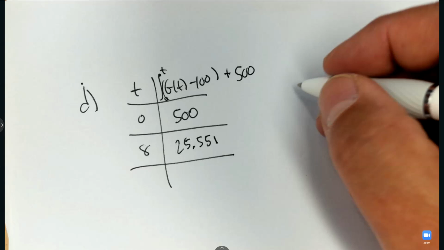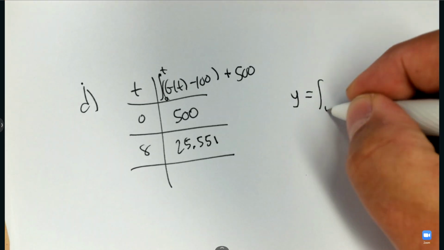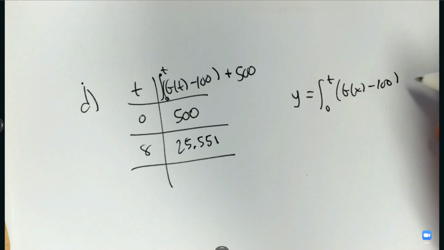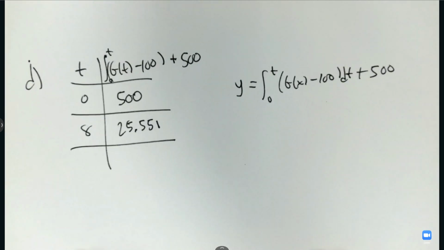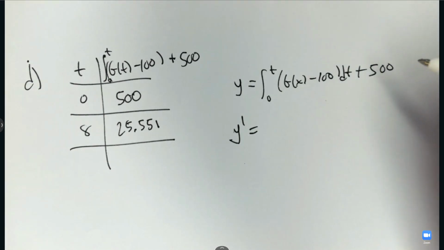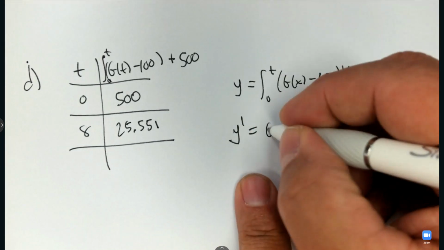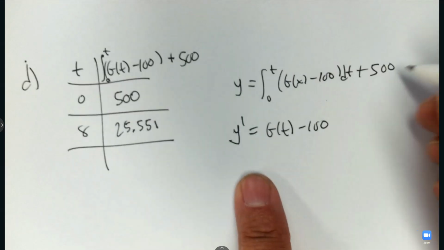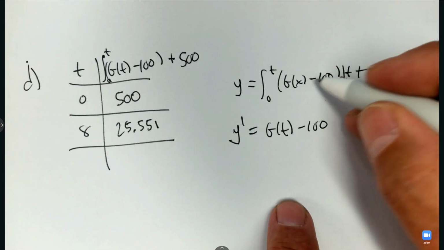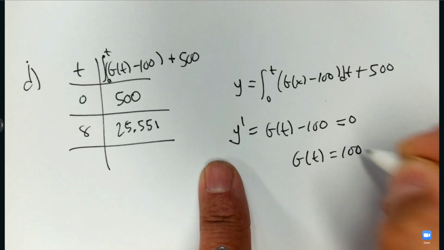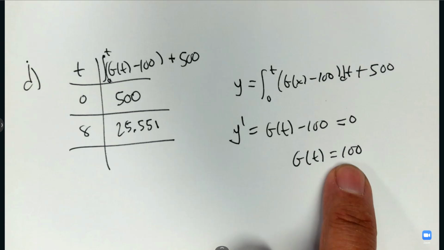Now we still have to do what? So think of this as an equation where we integrate this. In fact, I would use x, because what am I going to do next? And then plus 500 here, I'm going to take the derivative and make it equal to 0. So when I take the derivative here and plug in, I do get g at t minus 100, but the derivative of 500 is 0 because it's outside of the integration. And then I make it equal to 0. Add 100, and I need to know when this is equal to 100, that's going to be my critical value.